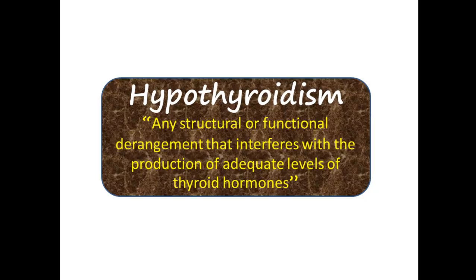So, what is hypothyroidism? Hypothyroidism will result from any structural, that is, morphological or anatomical abnormality in the thyroid gland, or functional. If the thyroid gland is normal but it is not secreting the required amount of the thyroid hormones, so any structural or functional derangement which interferes with the production of adequate levels of thyroid hormones will turn the patient hypothyroid, and this condition, hypothyroidism, is very common.